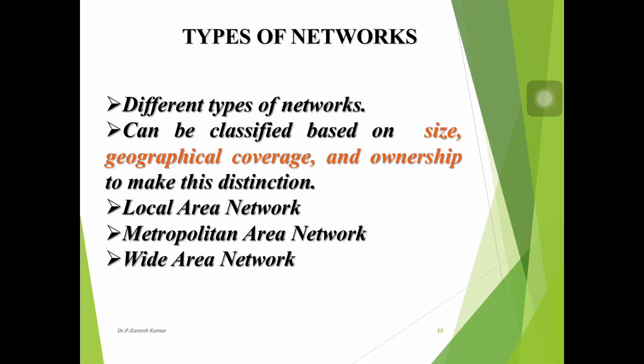Next we can see the types of networks. There are different types of networks. Earlier we discussed the topology, the way in which the devices are physically interconnected. Next, we are going to extend our network based on the geographical coverage, the size, and the ownership capability. Based on that, we classify networks into three major categories: local area network, LAN; metropolitan area network, MAN; and wide area network, WAN, which is something we call the internet.